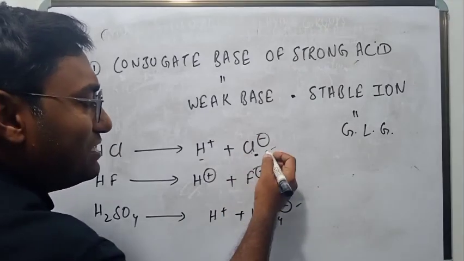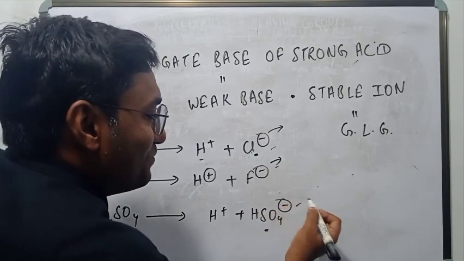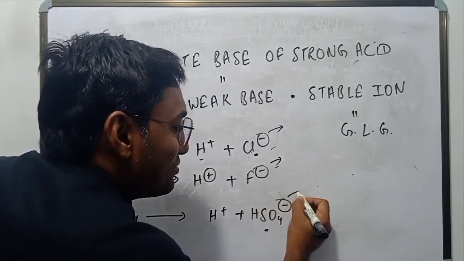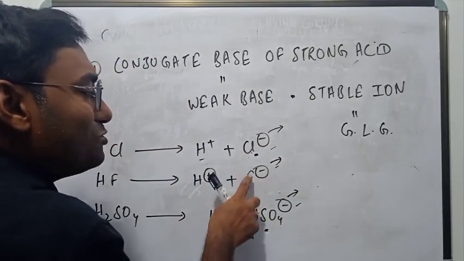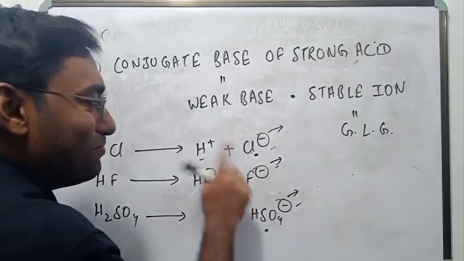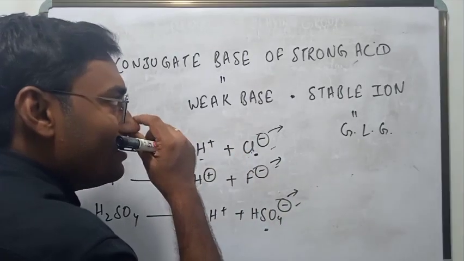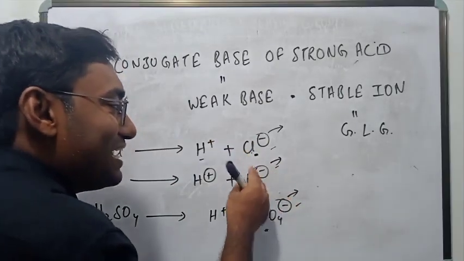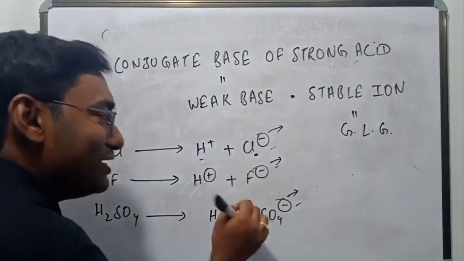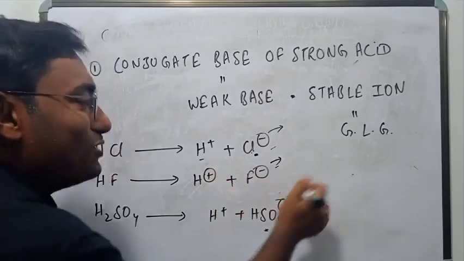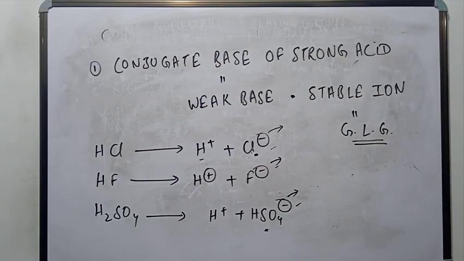Weak base means it won't give its electron pair, right? That's a Lewis base. So the Lewis base won't give its electron pair so easily. That means these are not so reactive bases. They are bases but not so reactive. They won't give their electron pair. And not reactive means what? That these are stable. These are stable bases. These are stable ions. So their formation will be favored. So that would make it a good leaving group.